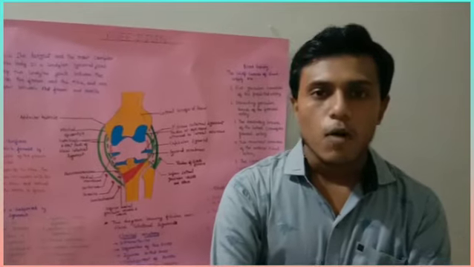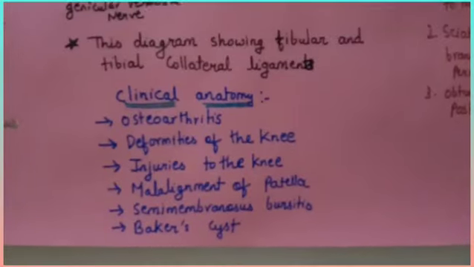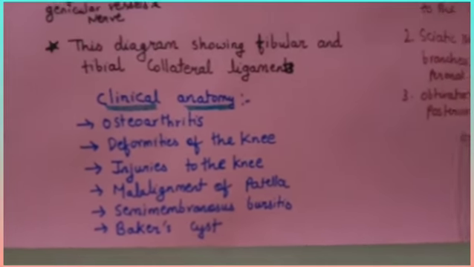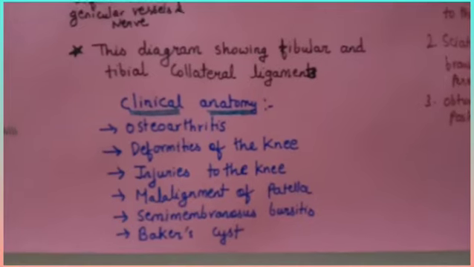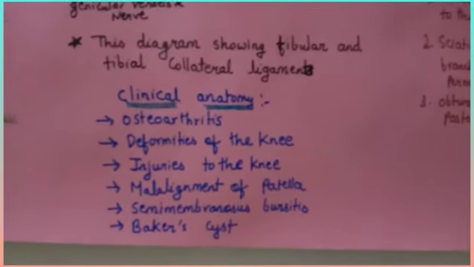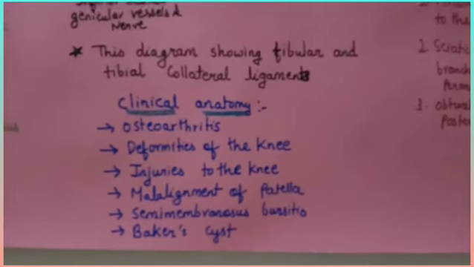Now I will explain about the clinical anatomy of the knee joint. First, osteoarthritis. It is age-related cartilage degeneration of articular surfaces. It is characterized by the growth of osteophytes at the articular ends, which makes movement limited and painful.